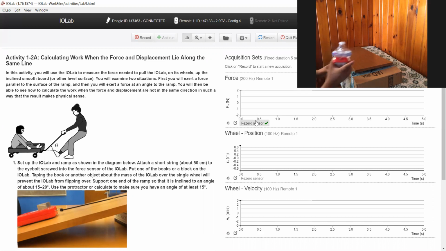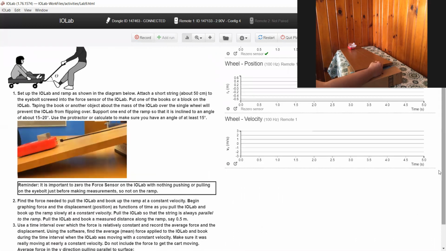Now they want us to pull it. Let me pull it from here. Let's keep it like this, and then find the force needed to pull the IOLab and book, which has some weight on the ramp, at a constant velocity. Begin graphing force and displacement as a function of time. So we can do that. Pull the IOLab. The string that we have used has to be parallel to the ramp, and we will try to maintain a constant velocity also.